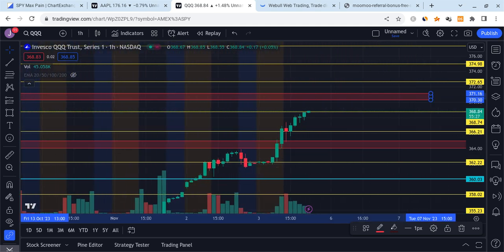So we're going to be watching these levels carefully, and that's it for now, guys. So the market's even stronger than expected. It could keep going a little bit more, but please remain calm, cool, and collected, and do what you have to do.